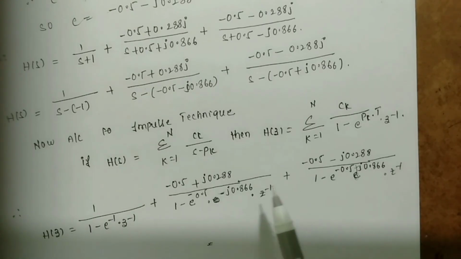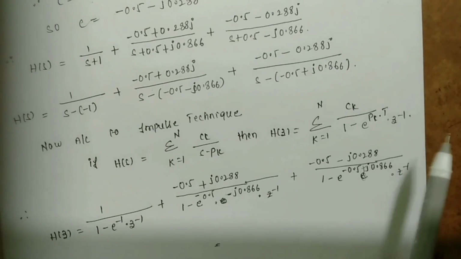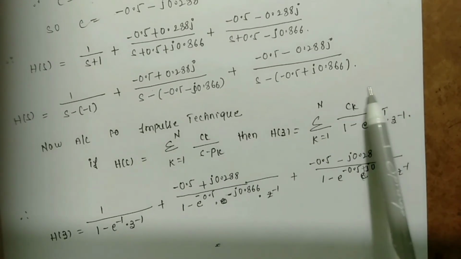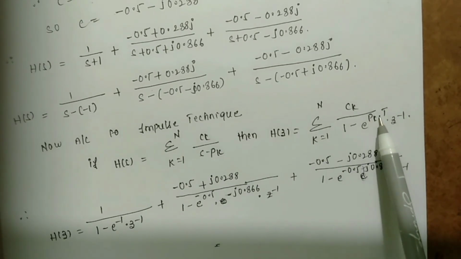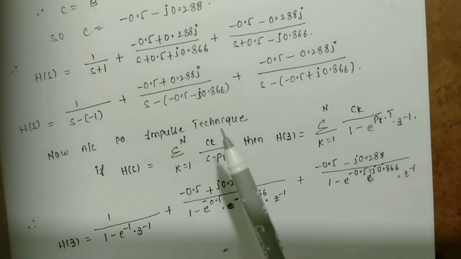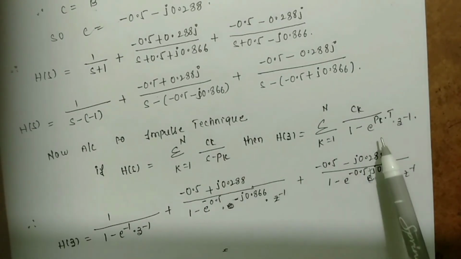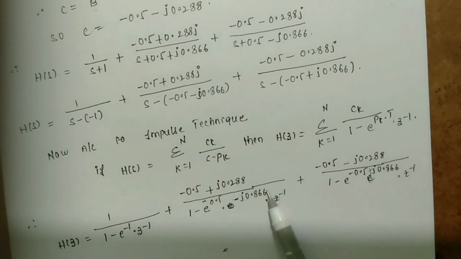I think this video clears your doubt. So simply you have to represent your H of s in this form. In this form you will identify the pk. pk is the pole, right? Then in this you have to identify the pk, and place this pk at these values. That's it.